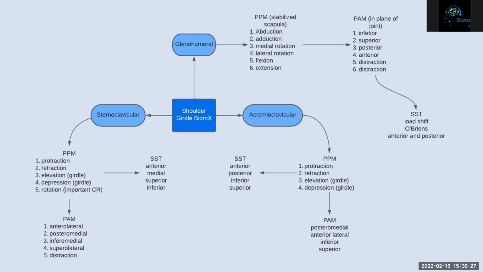The PAM, the SST, will be anterior, medial, superior, and inferior, not these diagonal glides that you do through the plane of the joint. So the PAM now is anterolateral, posteromedial, inframedial, supralateral, and again, distraction for the capsule.